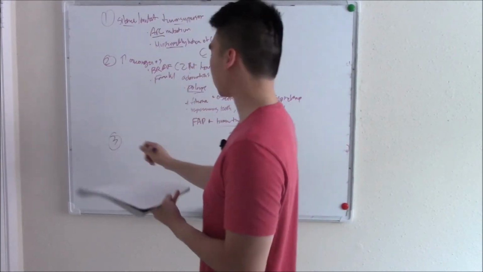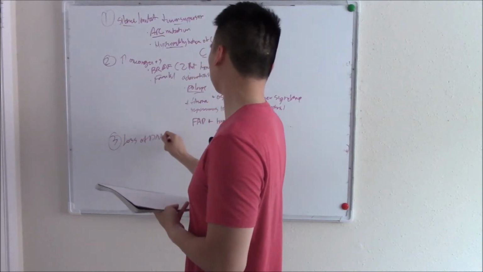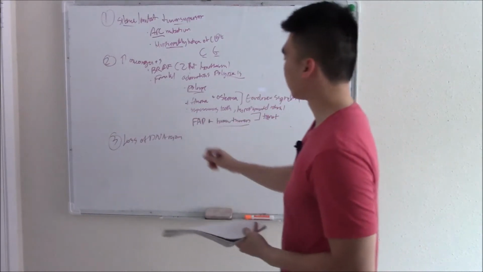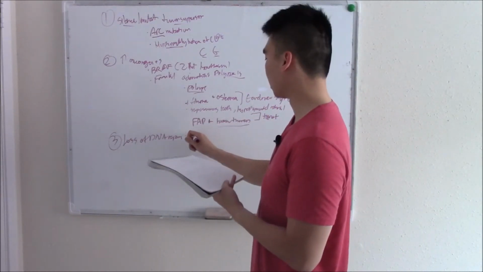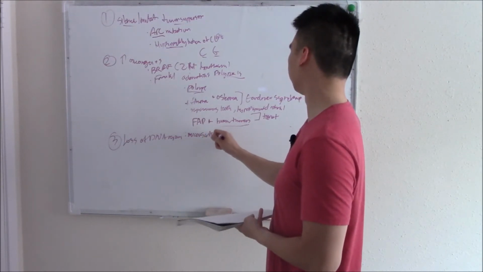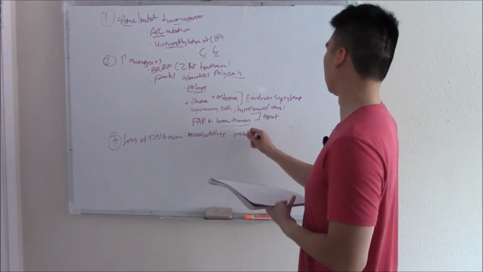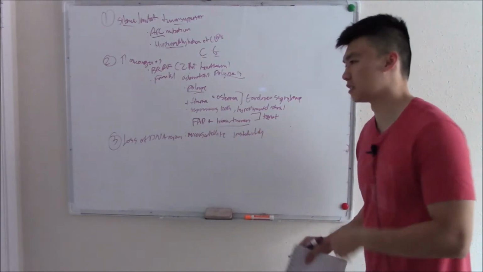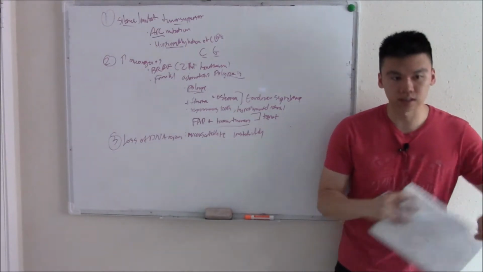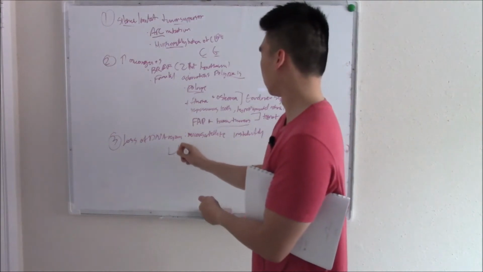A third mechanism is loss of DNA repair. Again, makes sense why this can cause mutations in cancer. A fancy way we can call this is microsatellite instability. Ooh, that's a fancy term. What does microsatellite instability mean? Microsatellites are these repeating codes of DNA.